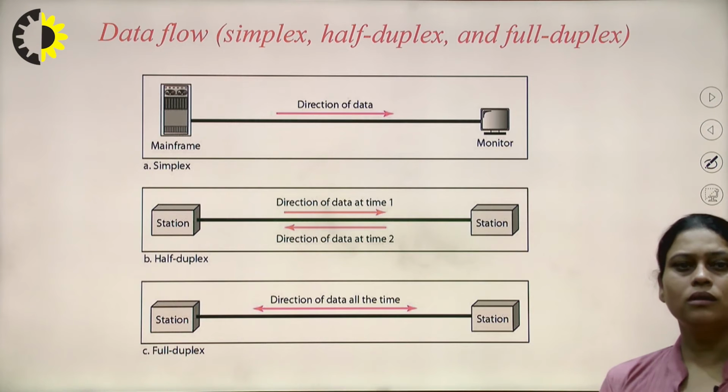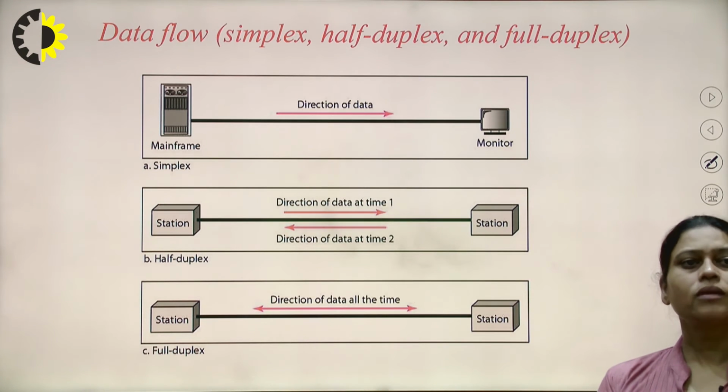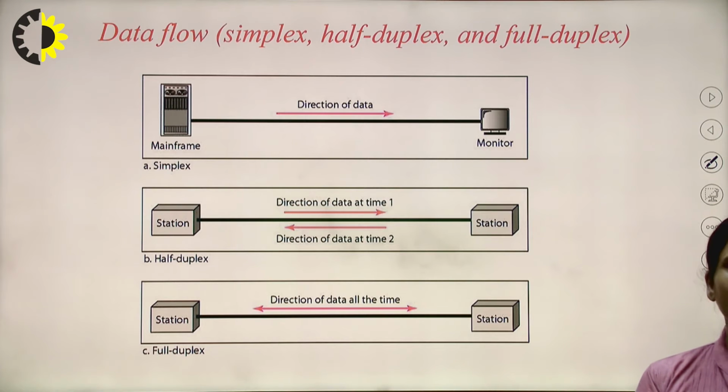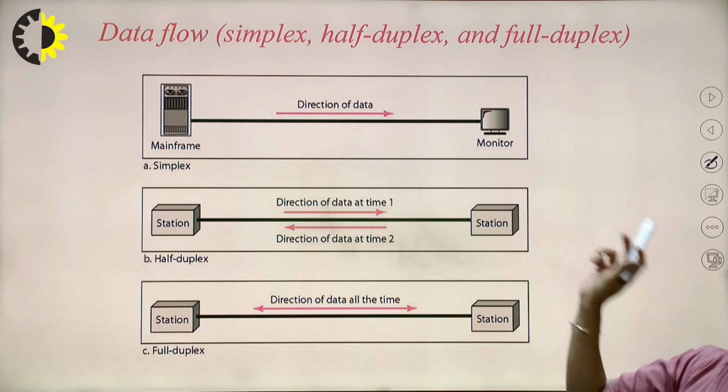Now, we come to the topic, the mode of transmission. The mode of transmission means how the information is to be transmitted from source to destination. There are various types of data flow methods or modes of data flow available. One is the simplex mode, second is the half duplex mode and third one is the full duplex mode. So these are the three categories: simplex, full duplex and half duplex.